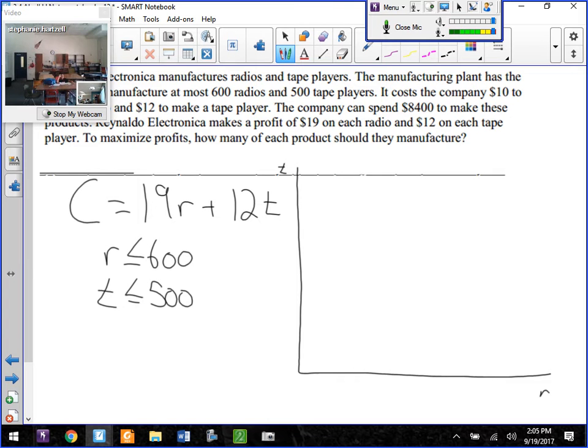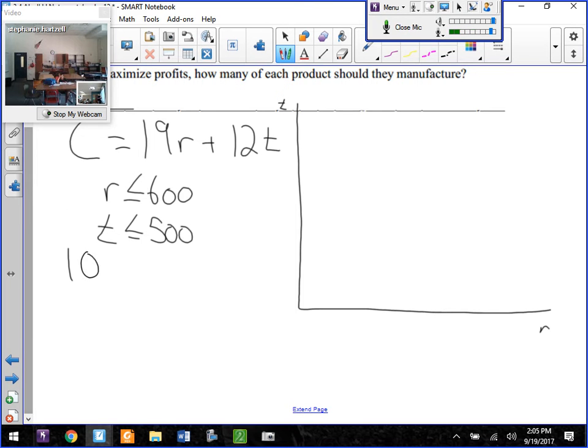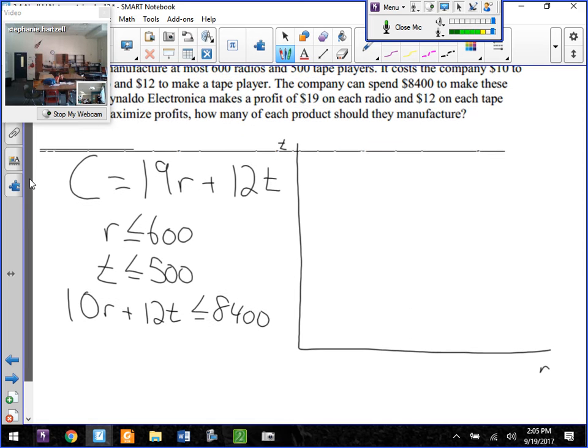And then the only other part in here, they talk about how much it costs to build them. How much does it cost to make a radio? And tape players. So I have 10 for the radio plus 12 for the tape deck. And I have up to and including how much money to spend? $8,400. Very good. Okay, so far so good?